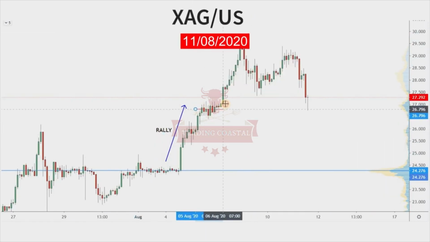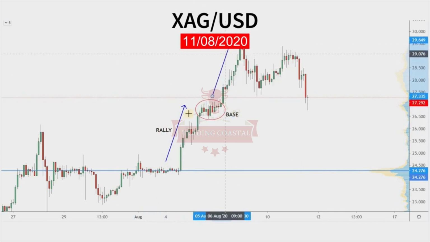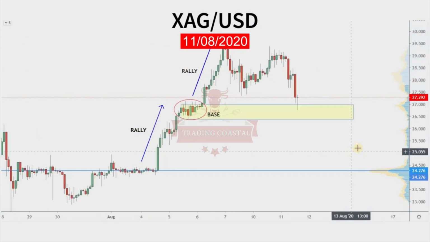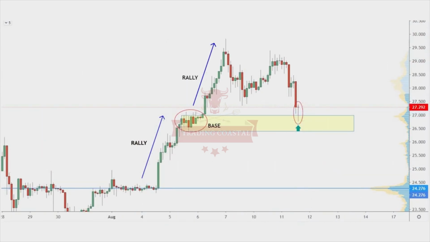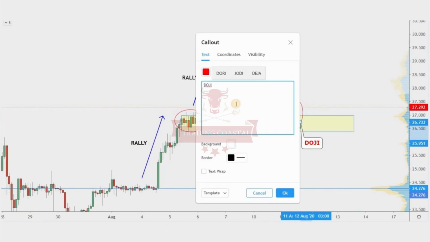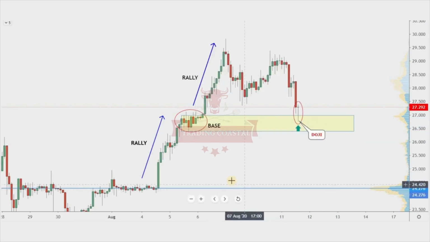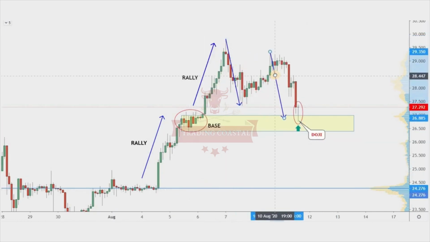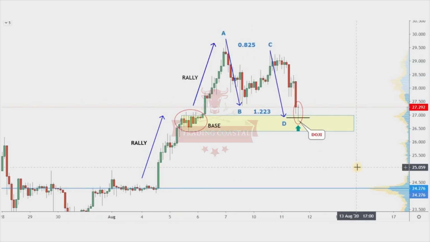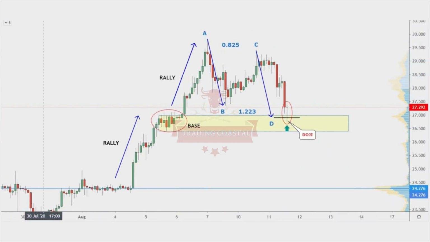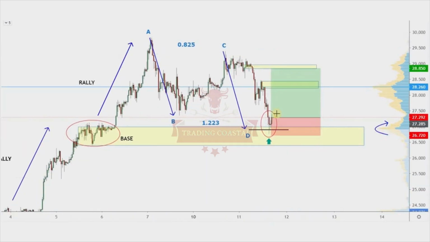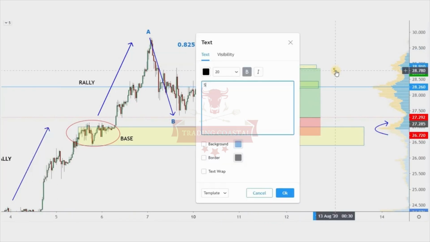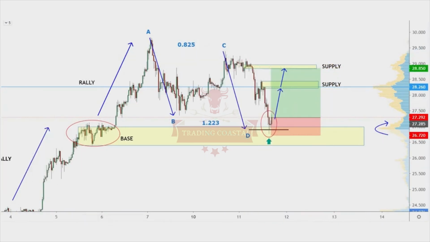Price rallied, consolidated and rallied again. Price looks like is rejecting the demand zone. We had also AB equals CD pattern completed in this zone. Candlestick rejection also confirms a bullish pressure. In this moment we can enter a buy trade. Stop loss below the wicks and take profit to the next supply zones. This setup could offer us a 2.7 risk-reward trade.